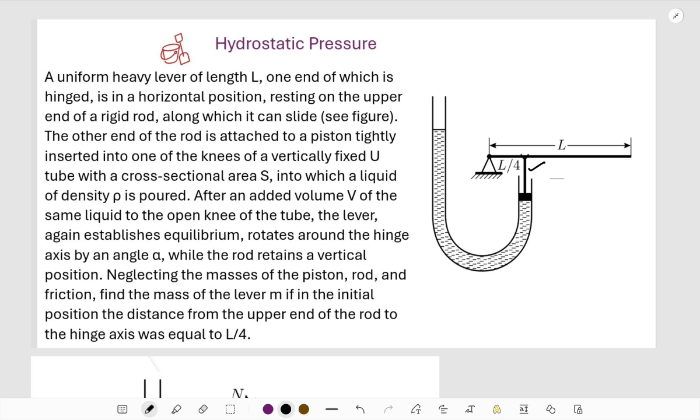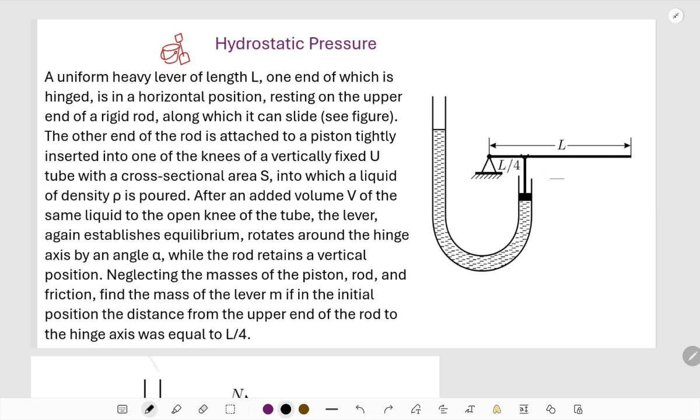I don't know yet, but they are sliding. The other end of the rod is attached to a piston, which is here, tightly inserted into one of the knees of the vertically fixed U tube with cross-sectional area S. The cross-sectional area of the U tube is this, and this is S.